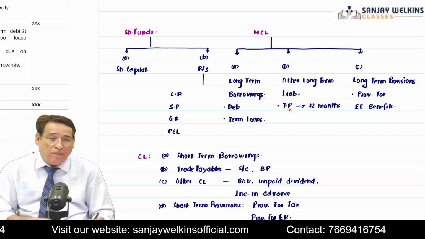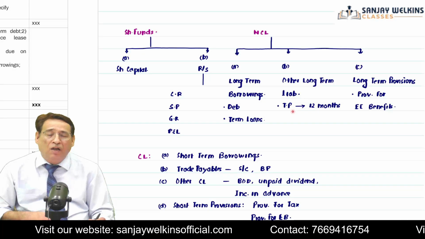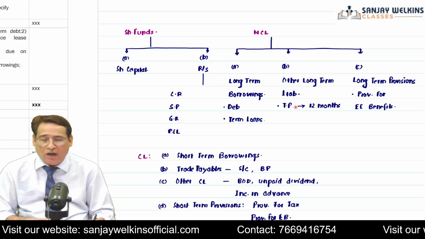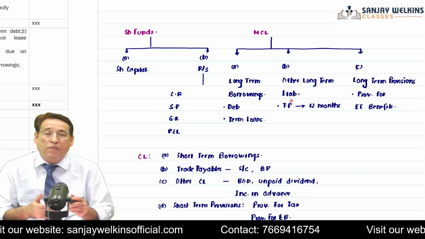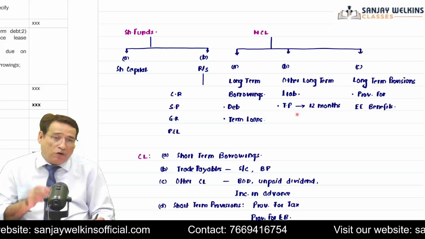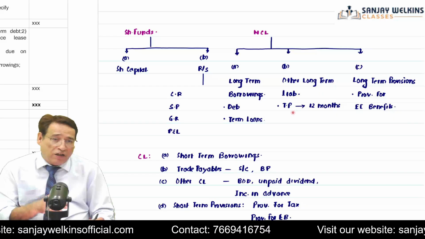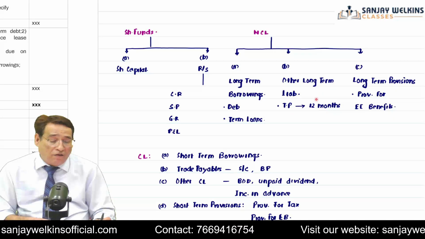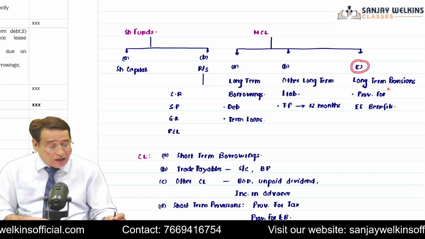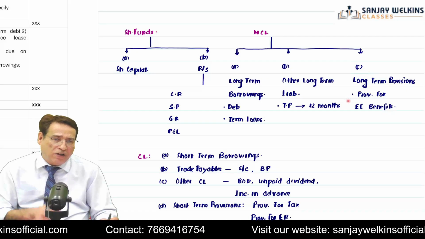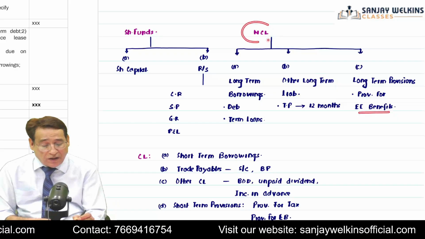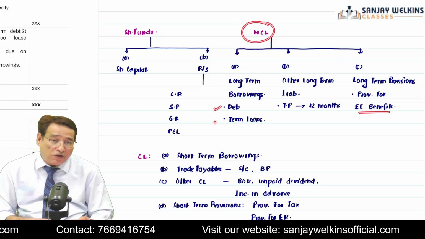Other long-term liabilities means such things as trade payables. Generally, when we use the word trade payable, we always presume that it is a current liability. However, it could be a possibility that trade payable may have to be repaid after a period of 12 months. So such trade payables, which an entity needs to pay after 12 months, will be reflected as other long-term liabilities. Then similarly, we will write long-term provisions, and here we will generally put any long-term provision for employee benefits.